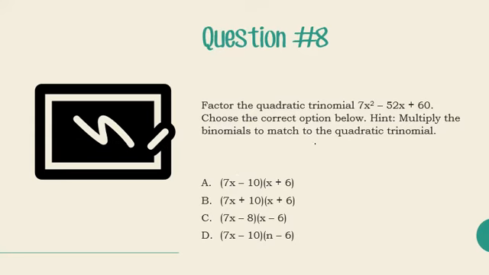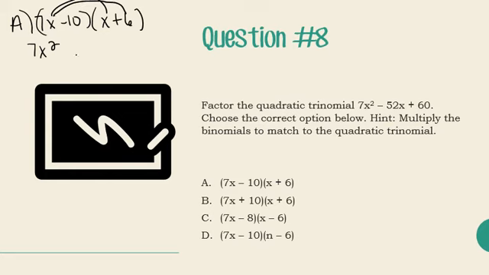I'm going to put it up here just so I don't run out of space. And I've got 7x minus 10, and then I have x plus 6. So I'm going to go ahead and just FOIL. I'm going to multiply these through. So 7x times x is 7x squared. And then I'm going to do my outers. 7x times 6 is going to give me plus 42x. My inners, negative 10 times x is minus 10x.